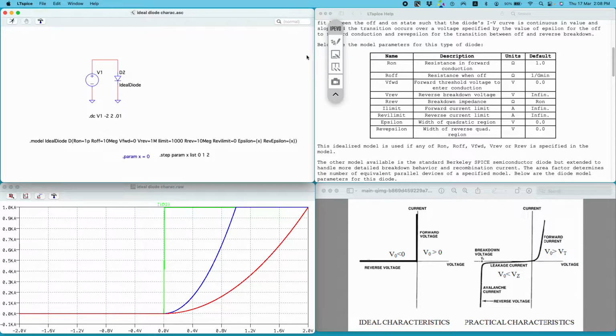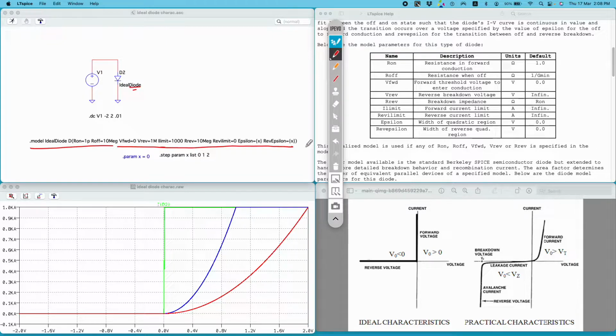I have named the ideal diode "ideal diode", and I have this R on set as 1 pico ohm. R on is the resistance in the forward conduction. Obviously, it should be 0, but I have kept it 1 pico ohm for some reason. I will tell you later.